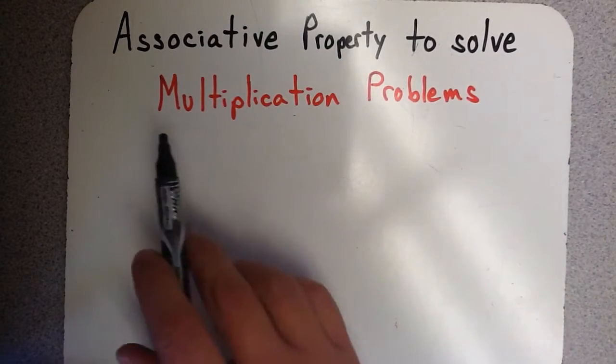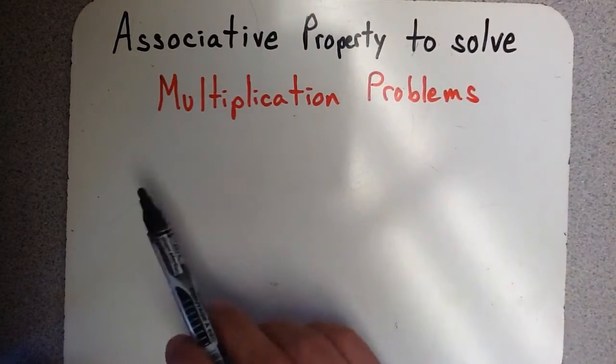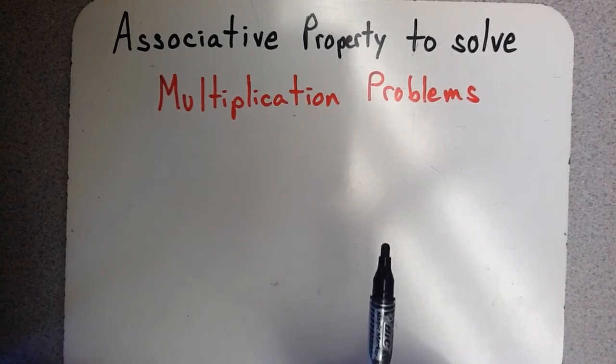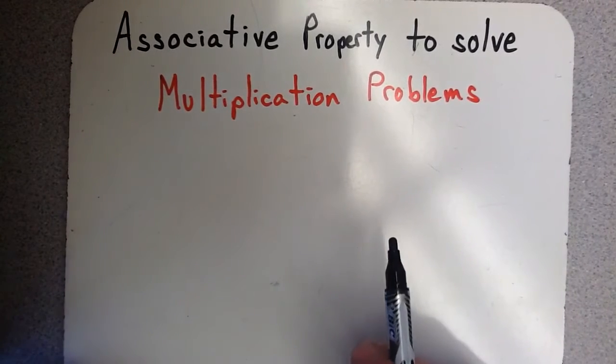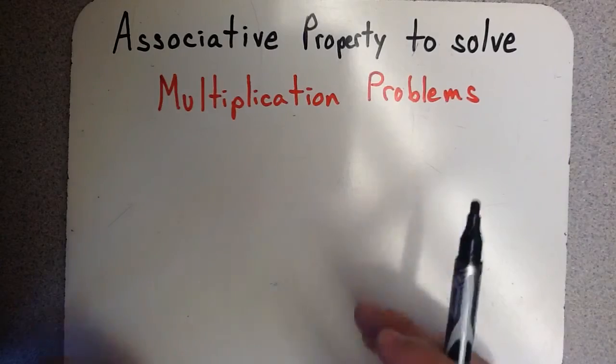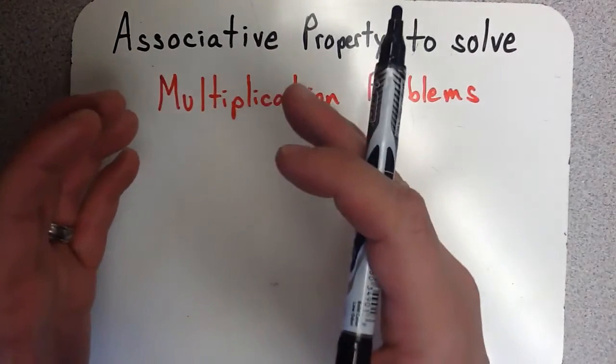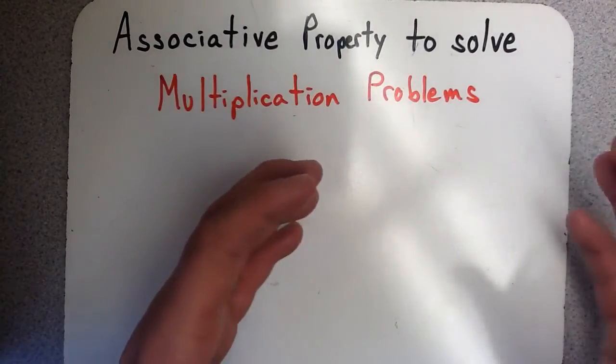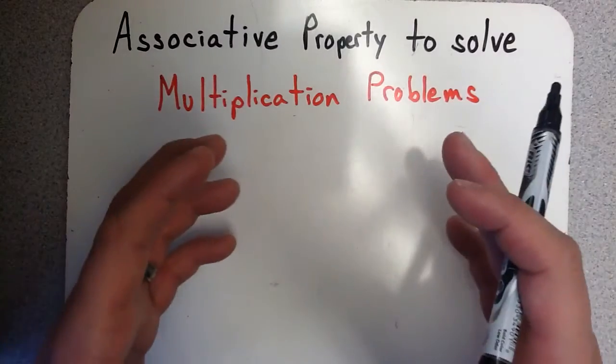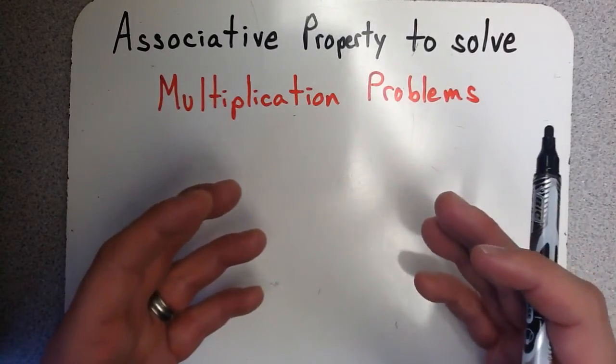Hello. Today we're going to look at the associative property to solve multiplication problems. So the associative property is often referred to as the grouping property, and that just says that we can change, for example, the grouping of addends when we're adding or factors when we're multiplying. So we're going to concentrate on factors.